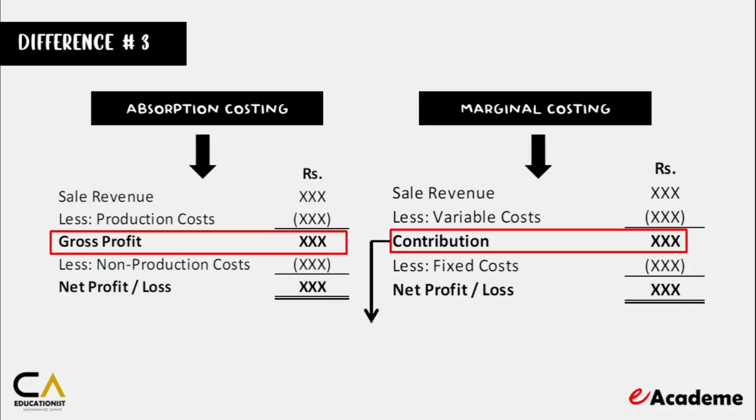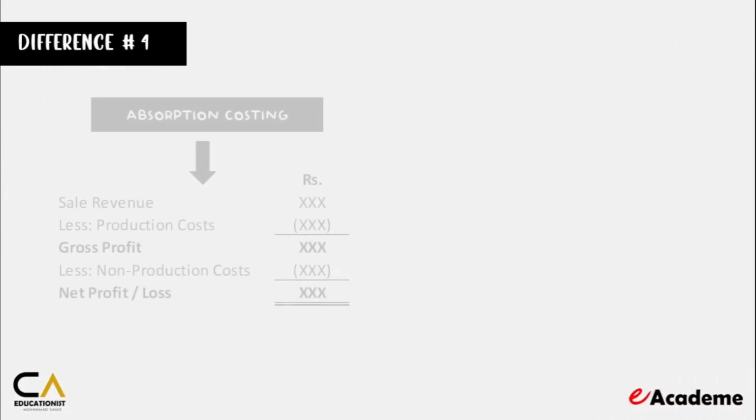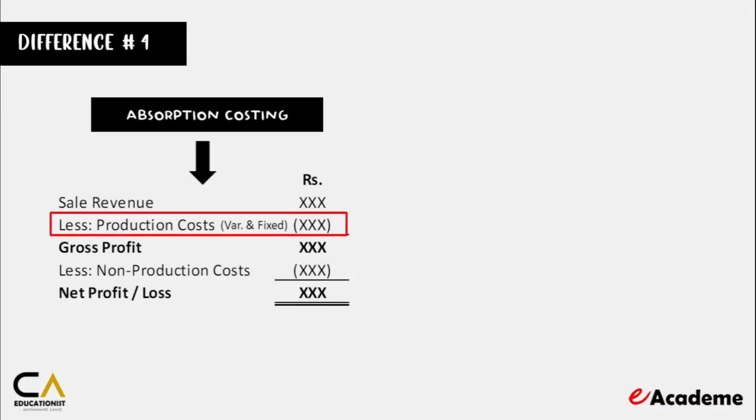Contribution is that portion of profit that is entirely variable in nature. In other words, contribution is directly proportional to the volume. In absorption costing, all production costs, may those be variable or fixed, are subtracted before computation of gross profit. And all non-production costs, may those be variable or fixed, are subtracted after gross profit.